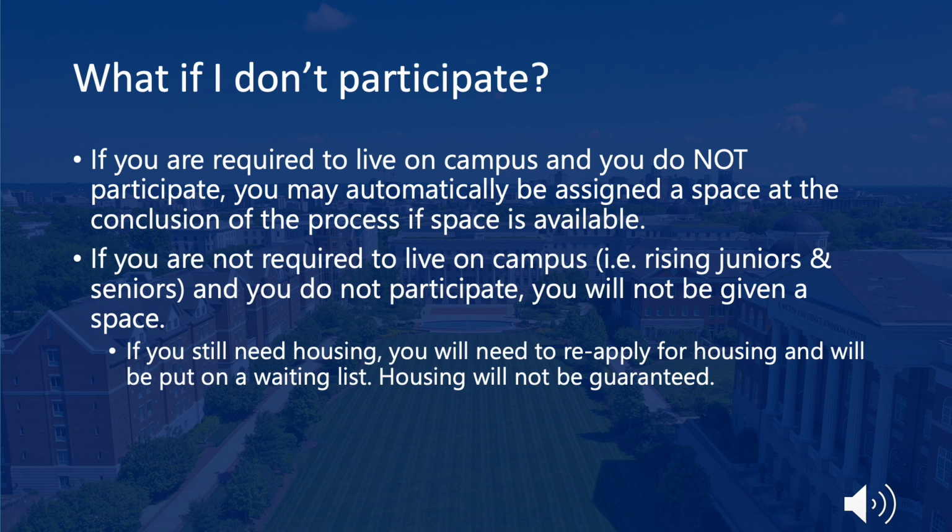If you are required to live on campus and you do not participate in this process, you will be assigned an available space at the conclusion of the process. If you are not required to live on campus and you choose not to participate, you will not be given a space. If you would still like to live on campus, you can be given the opportunity to reapply or be put on a waiting list for housing, and housing will not be guaranteed.